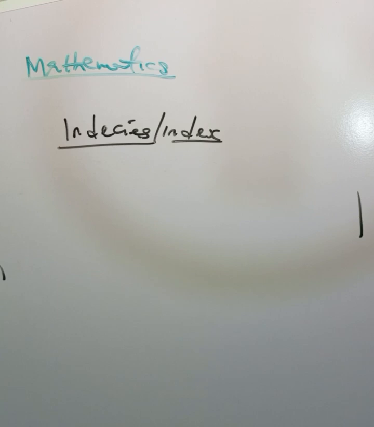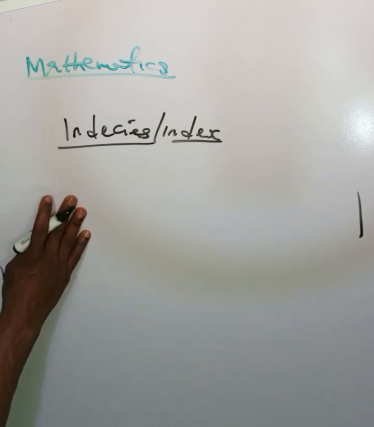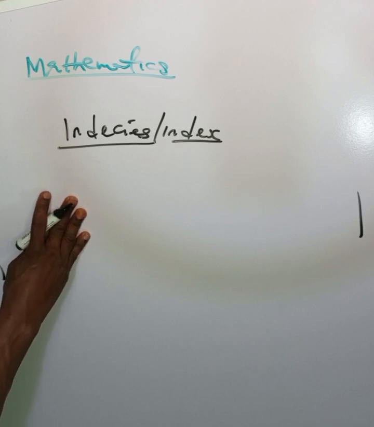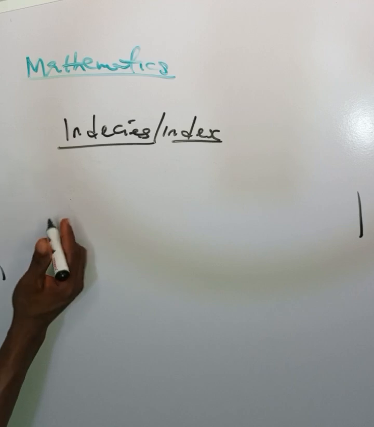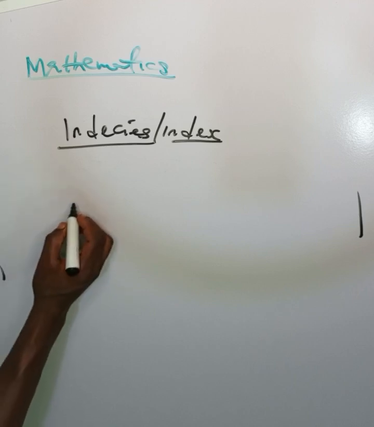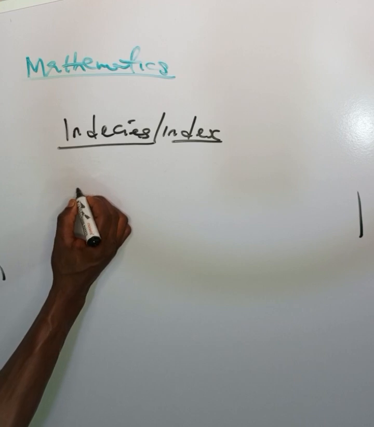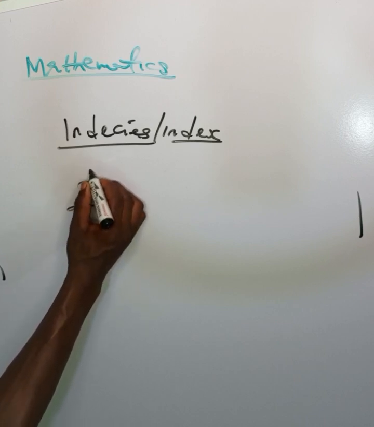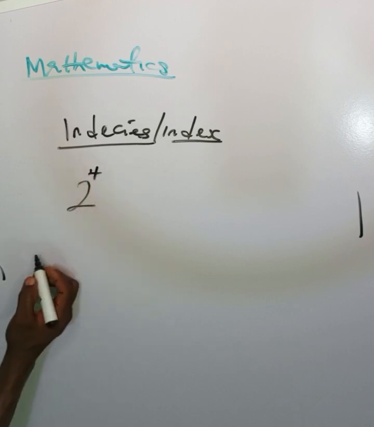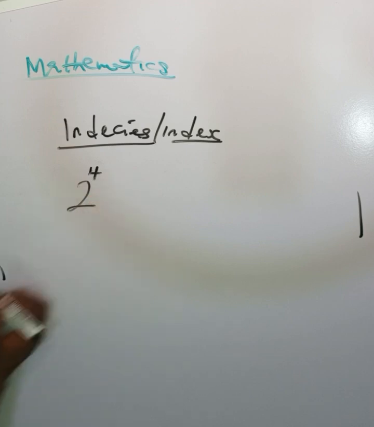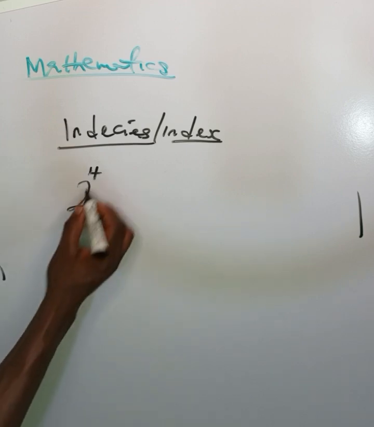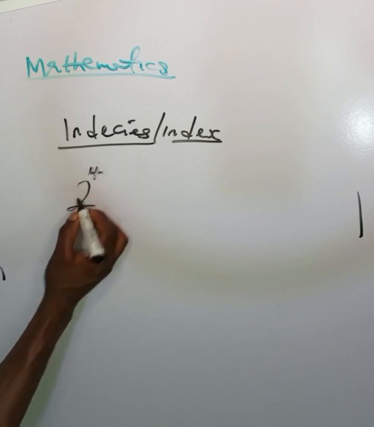It is an exponent or power of a number raised to a power, an expression of a power of a number. If I have 2 raised to power 4, 4 is said to be the index of 2.